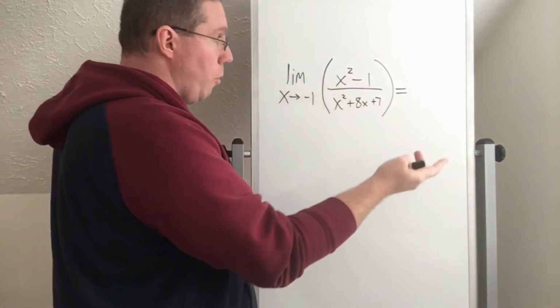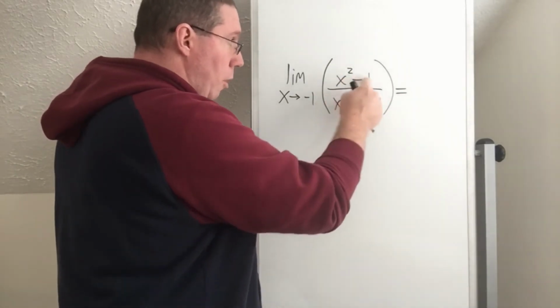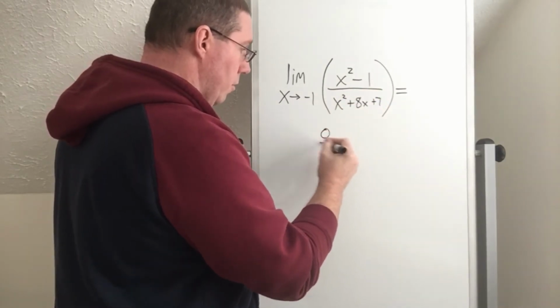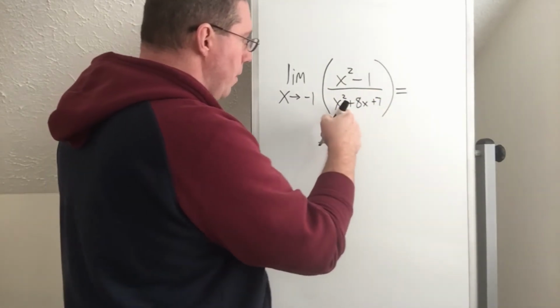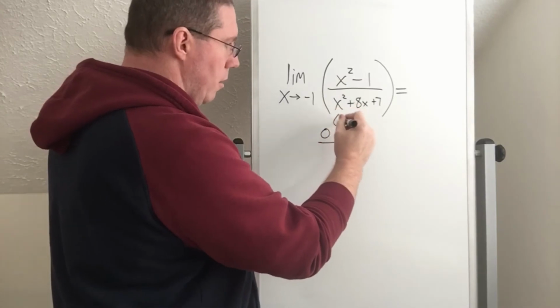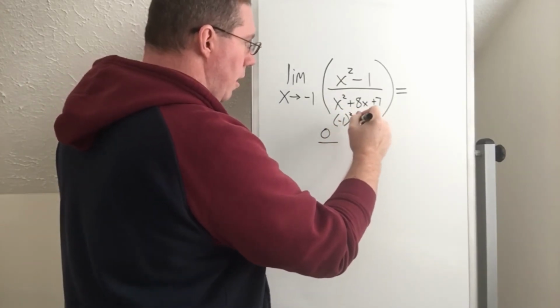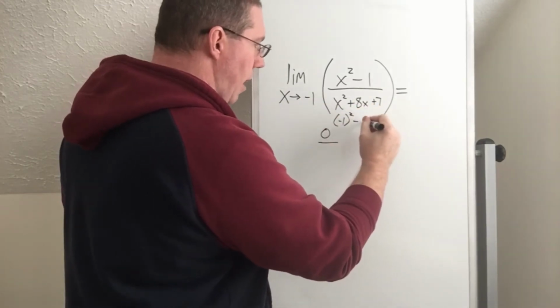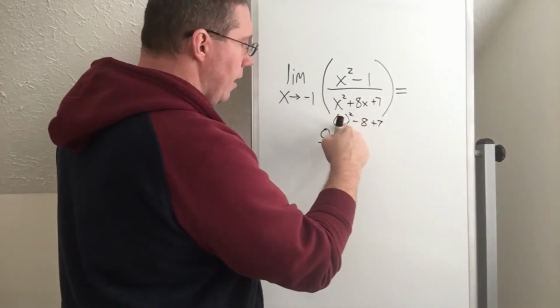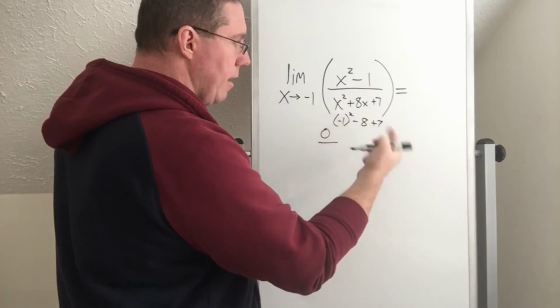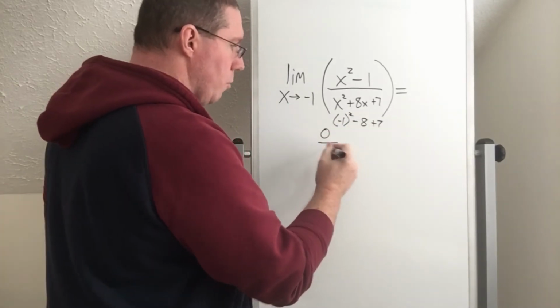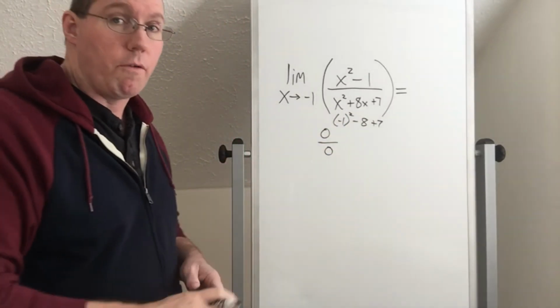So -1 squared, that's 1, and 1 minus 1 is 0. Okay, down here, -1 squared is 1, and then 8 times -1, that's going to be -8, and then plus 7. So -1 squared is 1. 1 minus 8 is -7, plus 7 is 0. So once again, we have 0 over 0.